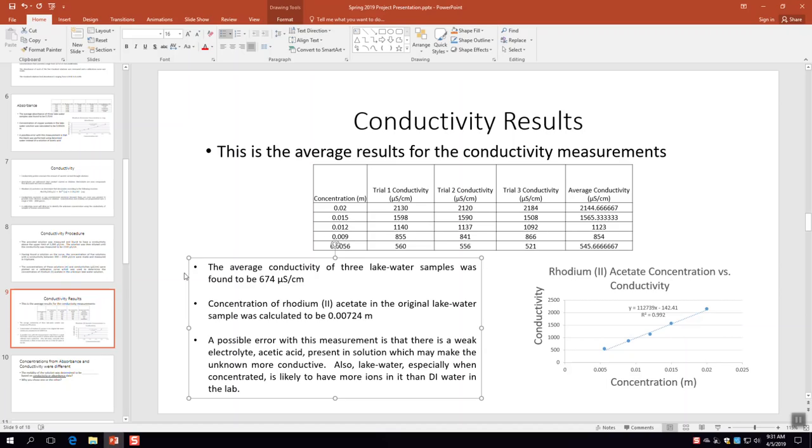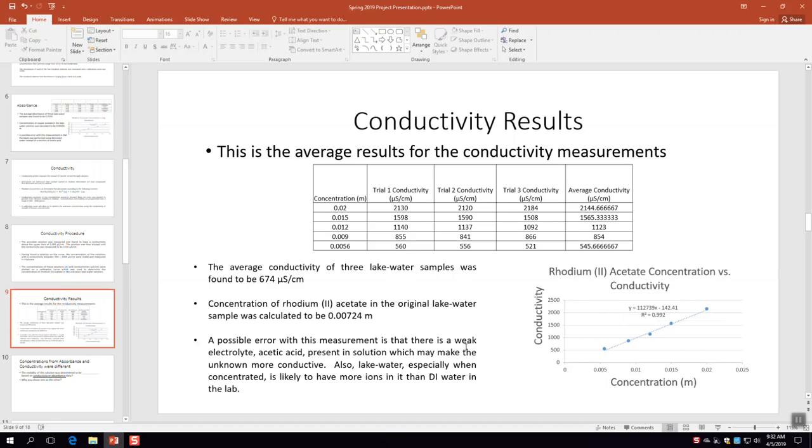So when we took our lake water sample, we measured its conductivity 3 times, and the average conductivity was 674 microsiemens per centimeter. Just like last time, we plugged that in as the Y value on our calibration curve and solved for X, our concentration, and found that the concentration of the rhodium-2 acetate in the original lake water sample was 0.00724 molal.